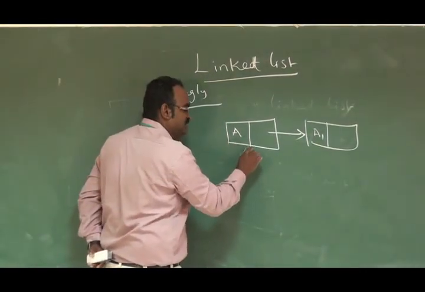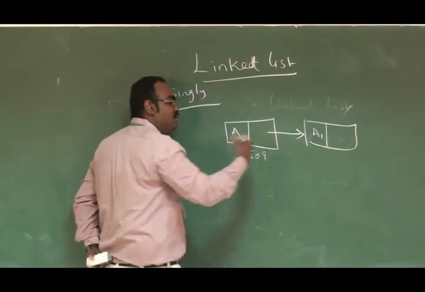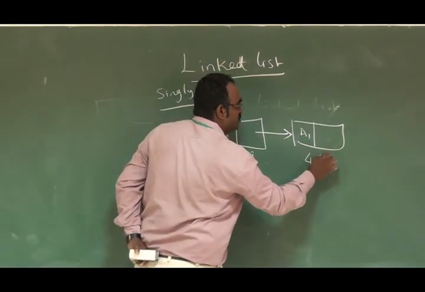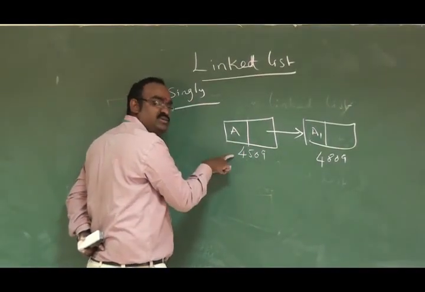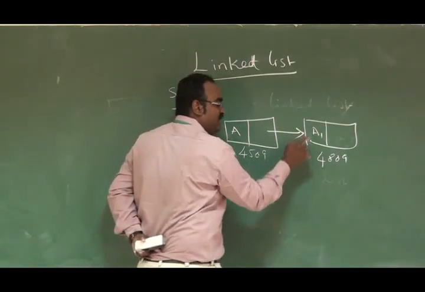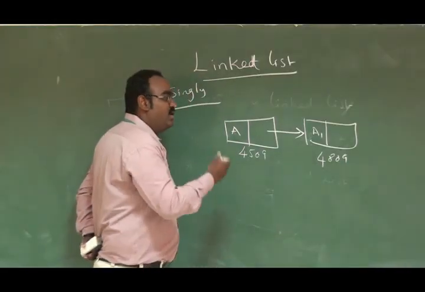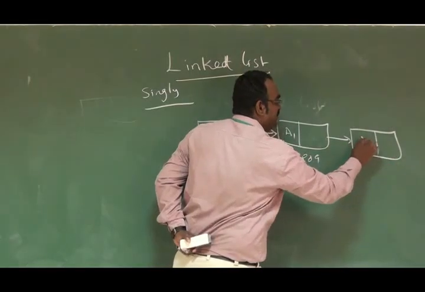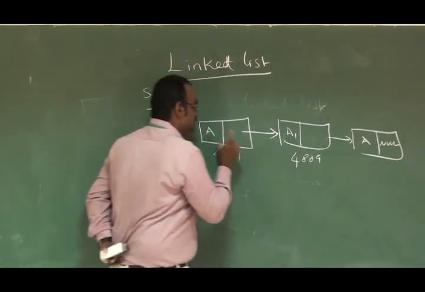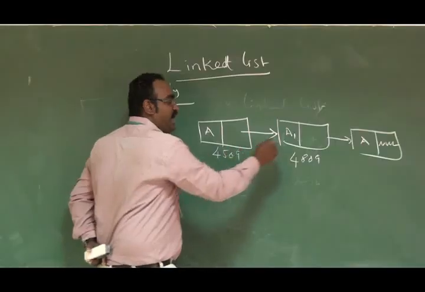For example, this is the location 4509, and this may be 4809. So the next element is not contiguous. The first element A is stored at 4509, the next element is stored at 4809. If it is the last element, it has to be identified: the last element's pointer is null. So this is A, A1 and A2.